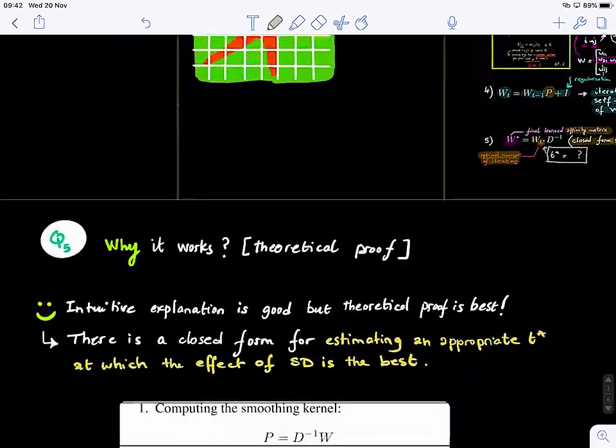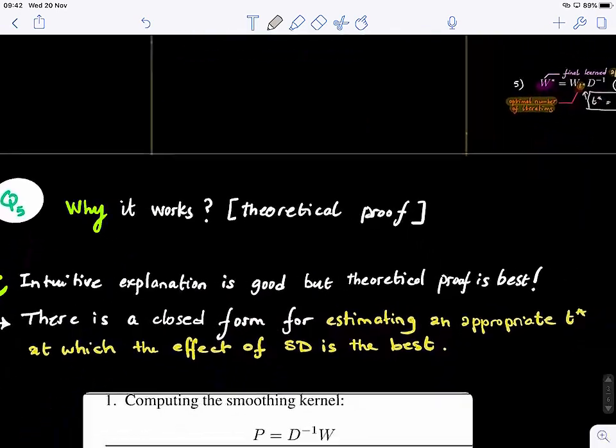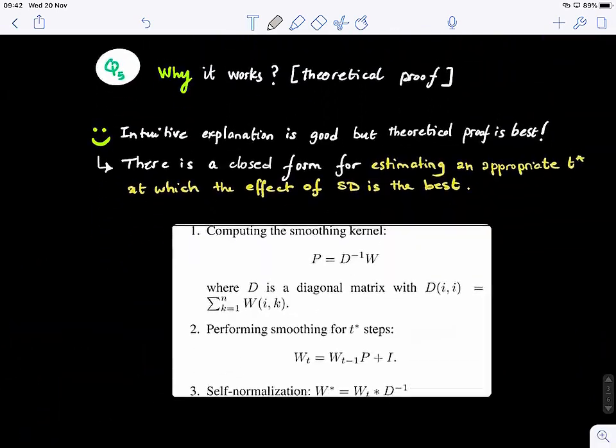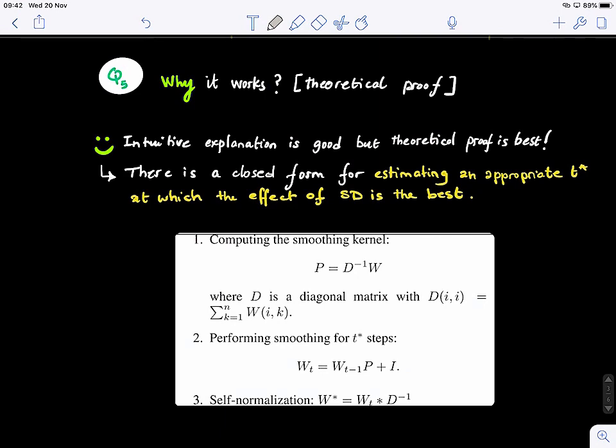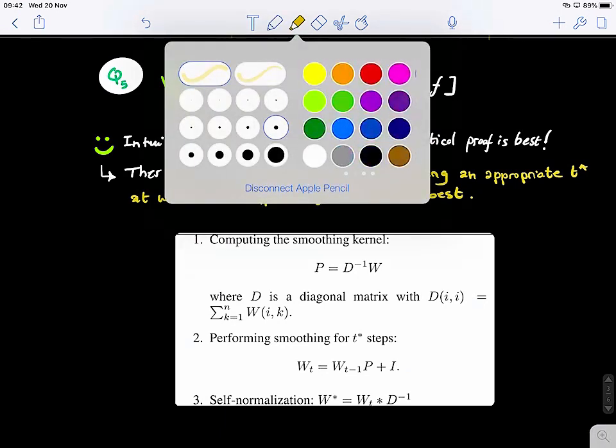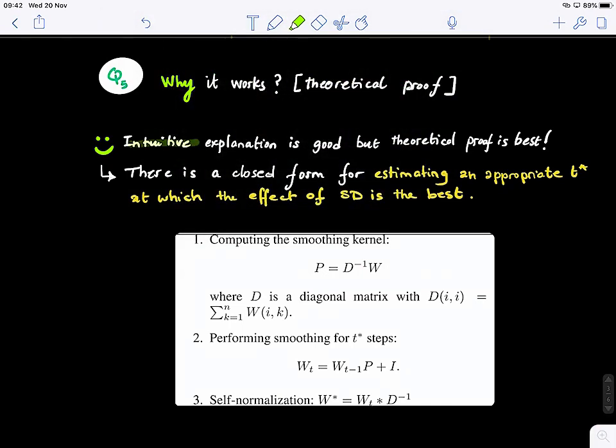Now, the last question is why it works, and this is one fundamental question in research. Once you have an algorithm, it's important to know why your solution is a good solution. There are multiple ways. Generally, you can have an intuitive explanation, you can rationalize it, but a better way is to provide a theoretical proof that your solution works very well, okay? So in their paper, they provide a closed-form solution for estimating T star, the optimal number of iterations for the self-diffusion process they defined on the graph, okay?